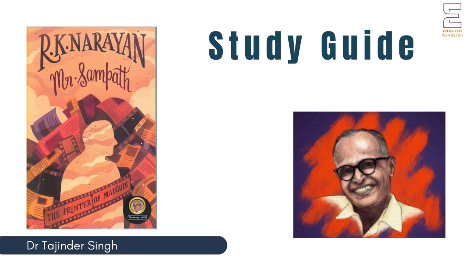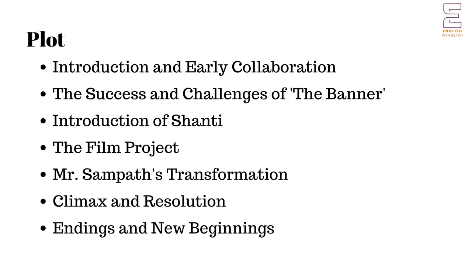Sampath, the Printer of Malgudi by R.K. Narayan. Introduction. Mr. Sampath, the Printer of Malgudi is a novel by R.K. Narayan, first published in 1949. The story, set in Narayan's fictional town of Malgudi, follows the interactions and adventures of two very different men, Mr. Sampath and Srinivas.